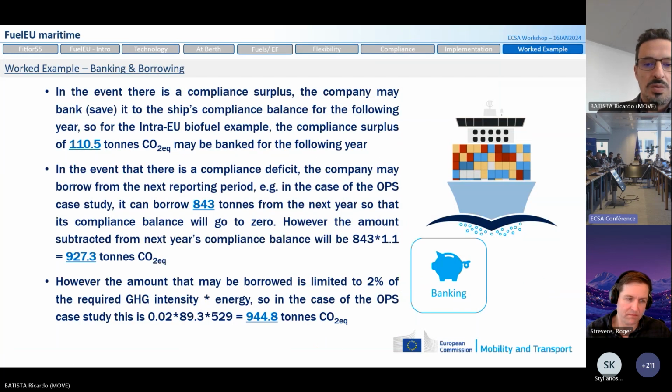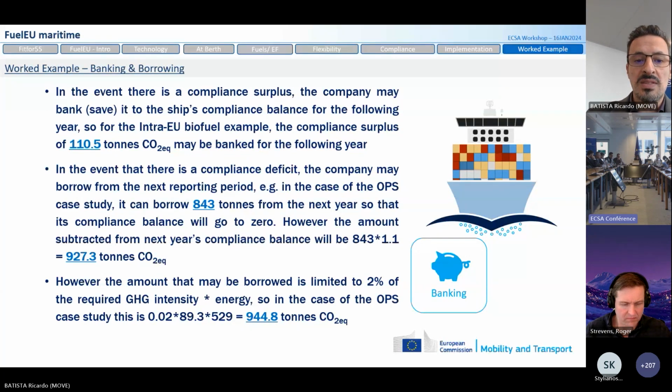And finally, to go towards the end of the presentation, just to bring in the angle of the flexibility arrangements. If there is a compliance surplus, the company may bank the compliance balance for the following years. So in the case of the inter-EU biofuel, we have the compliance surplus of 110.5 tons of CO2 equivalent, may be banked for the following year.